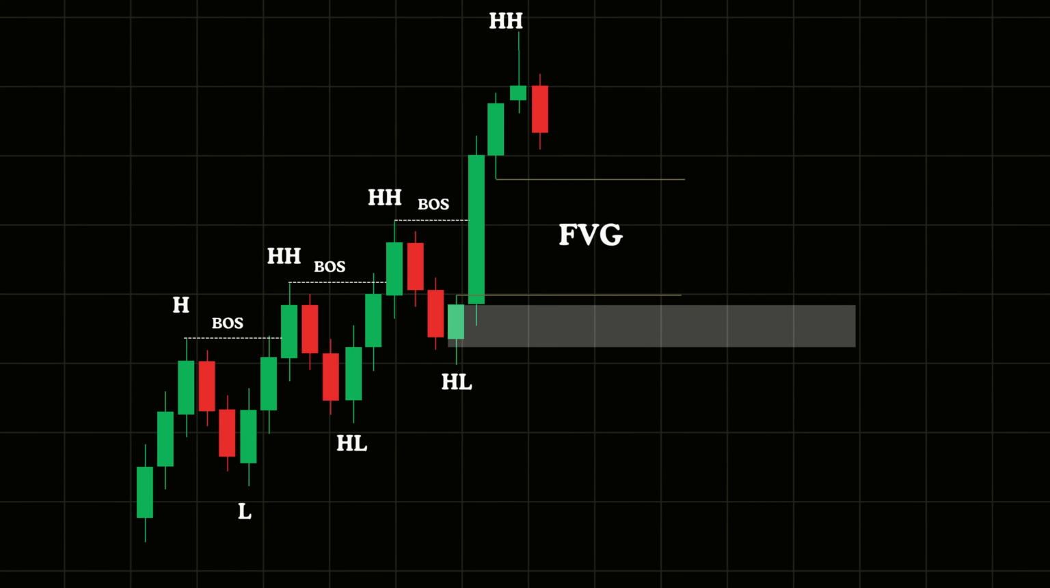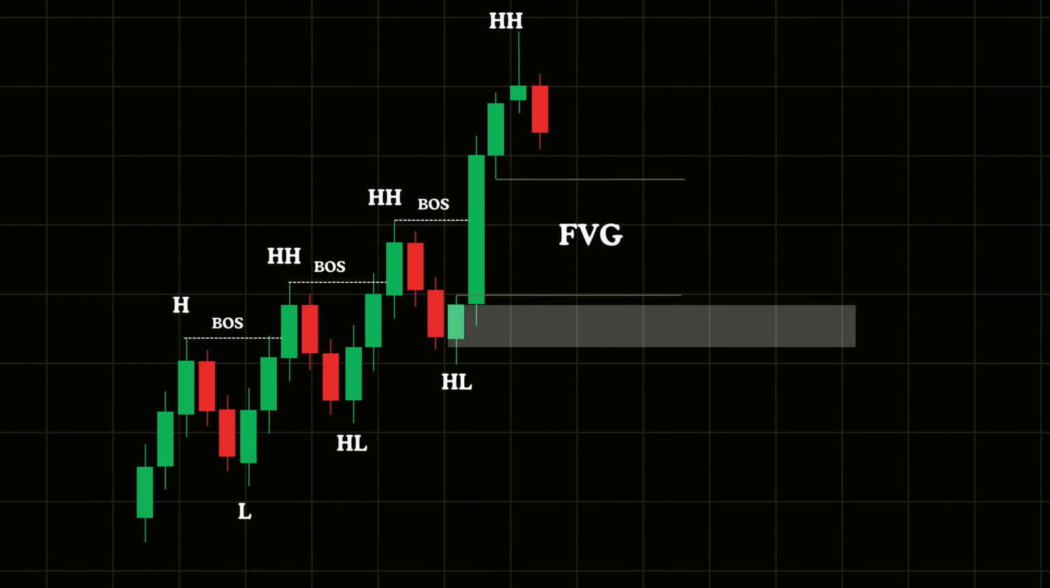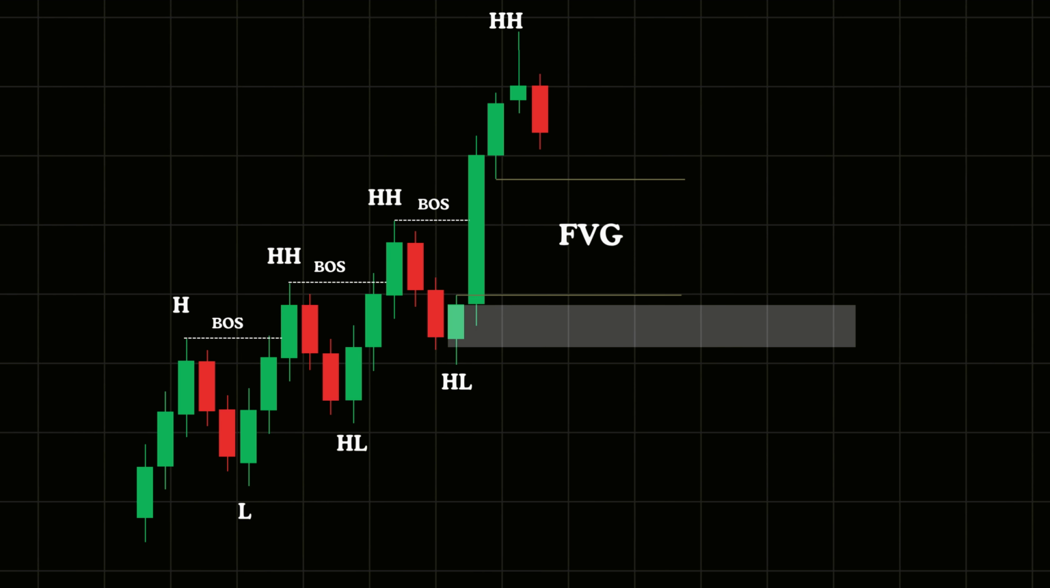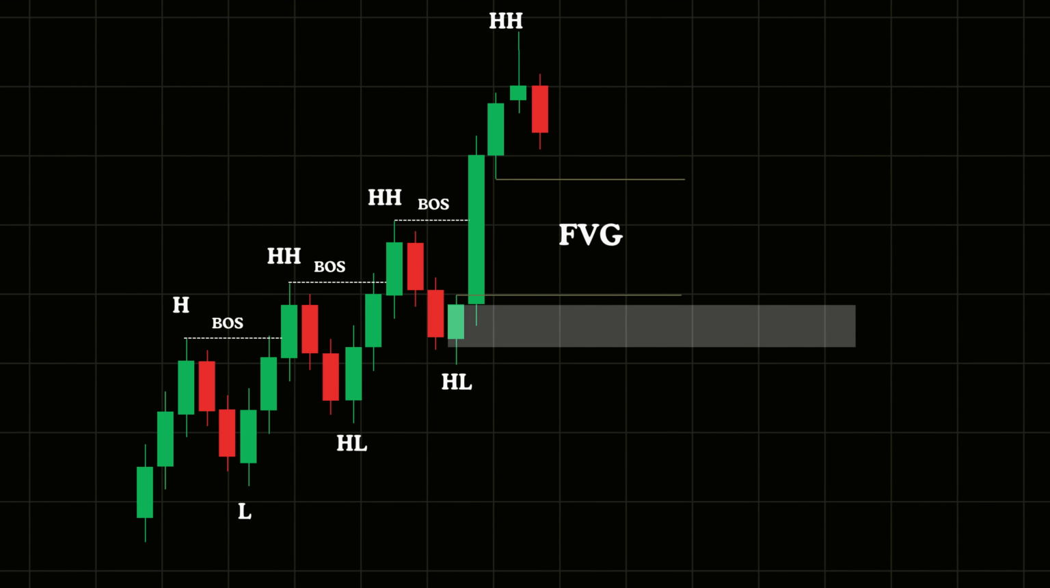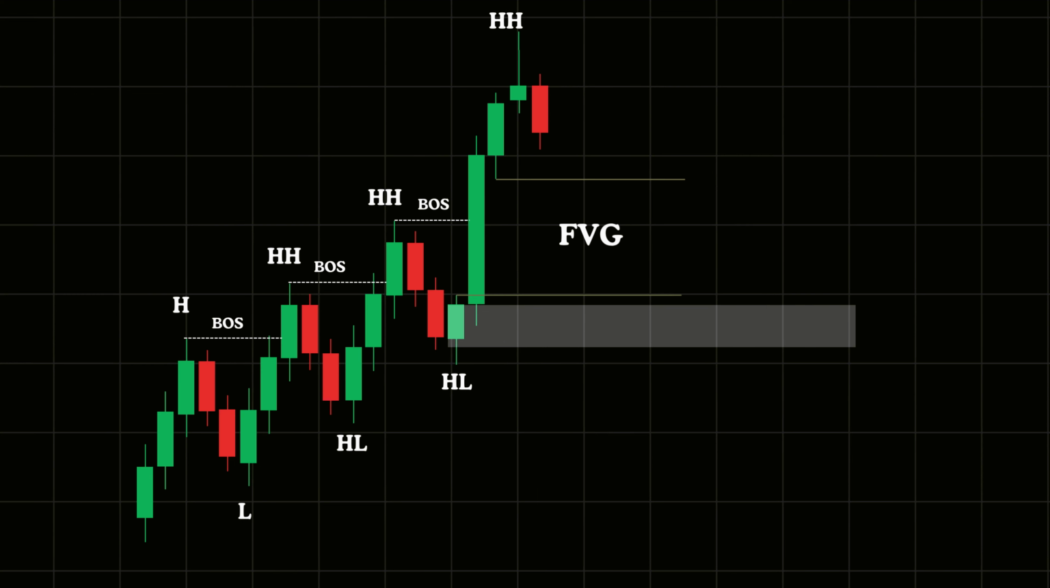The demand zones that are responsible for forming FVGs are highly significant and form the core of chart interpretation in smart money concepts. As long as the price holds above such a zone, demand dominates and market bias remains bullish.